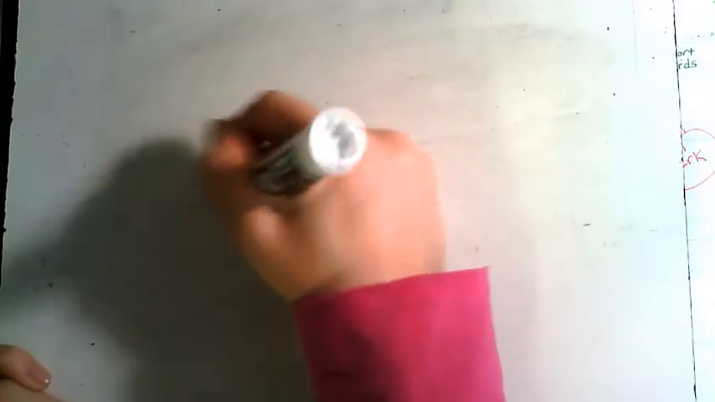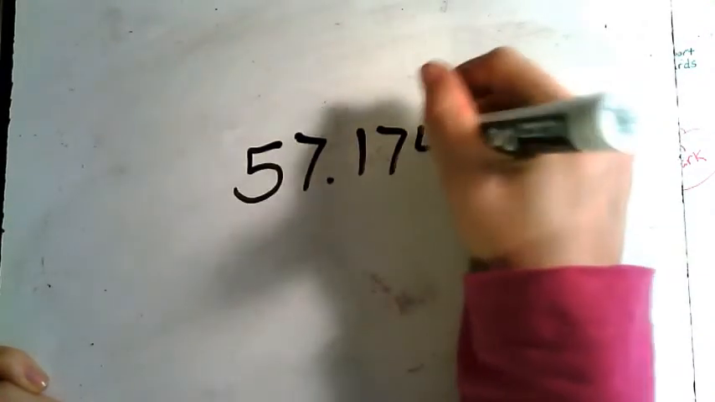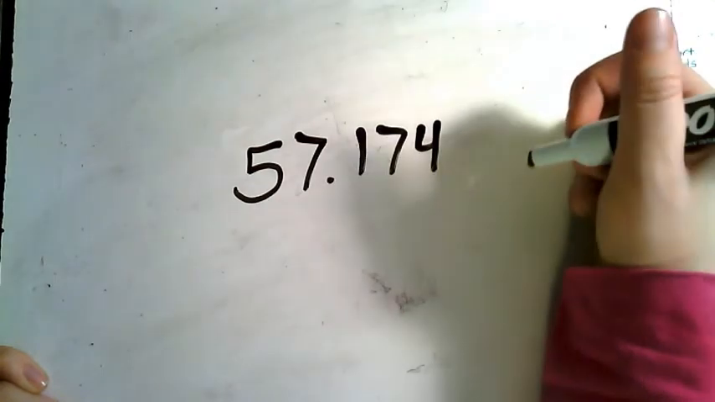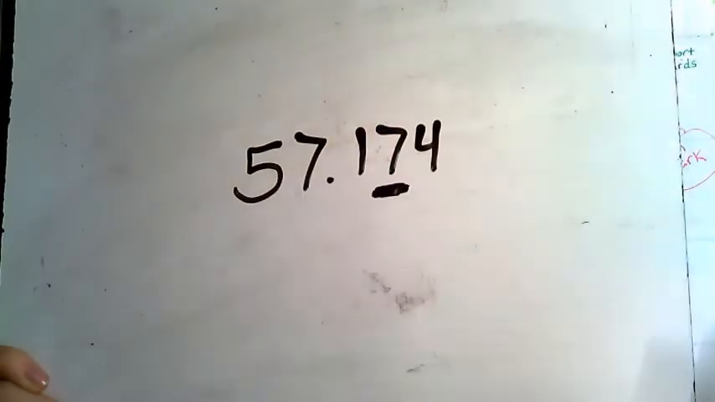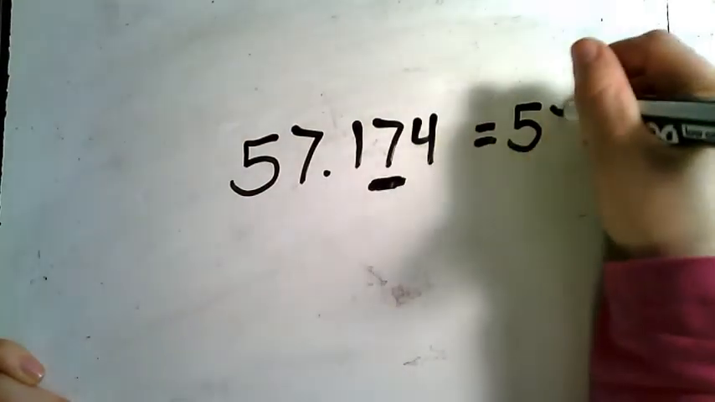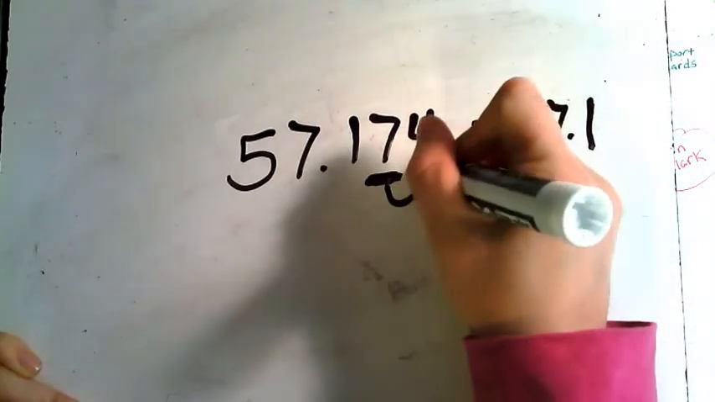All right, let's move on to number 4. Number 4 is a rounding problem. 57 and 174 thousandths. And it says that we need to round it to the nearest hundredth. The 7 is in our hundredths place. So right away I know that everything in front stays the same. And it's all about looking next door.